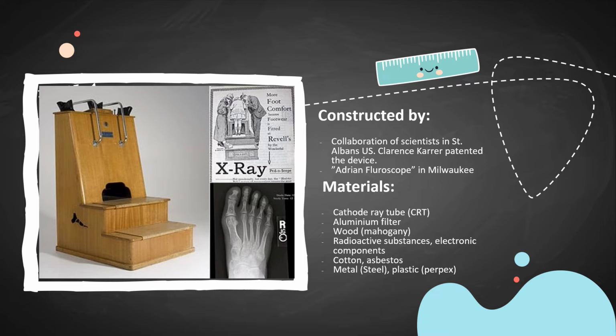It was built of a cathode ray tube, aluminum filter, wood, radioactive substances, electronic components, cotton, asbestos, metal, and plastic, among others.